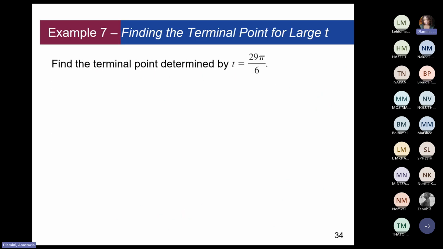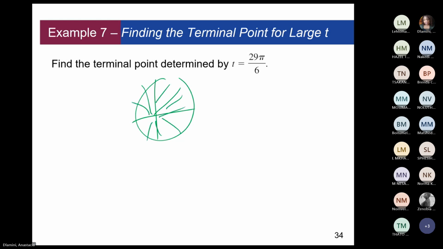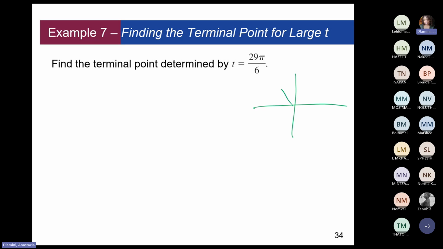Now they say find the terminal point determined by 29 pi over 6. Do you see that at some point you will forget where you are if you use what we were using? It was easy before because we only had 5 movements and we said, okay, we move 1, 2, 3. But imagine 29 times. You might end up fainting and saying, I don't know where I am.